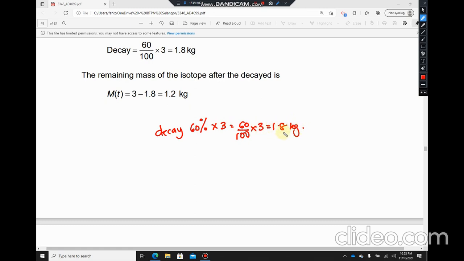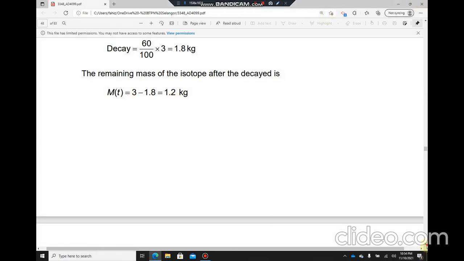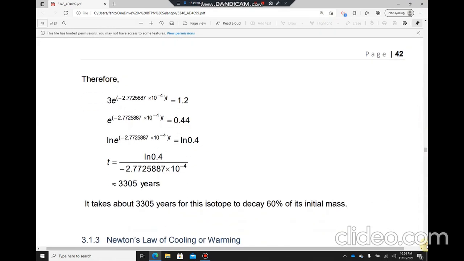But our mass is not the amount that decayed. We will calculate the remaining mass, because we want the mass that is left. So the remaining mass of the isotope after the decay is, you take the initial which is 3 minus 1.8, subtracting what has decayed. So the remaining mass is 1.2 kg. Okay, so we want to solve for the time.